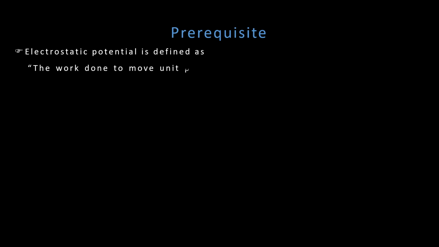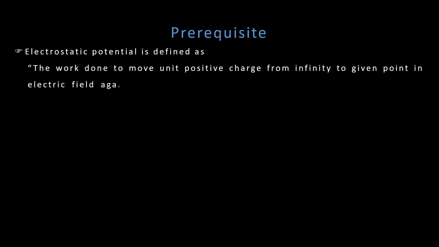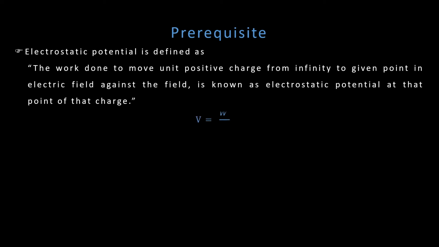To understand today's topic, we should know the definition of electrostatic potential. We know that electrostatic potential is defined as the work done to bring a unit positive charge from infinity to a given point in the electric field. How do we express electrostatic potential? We know that it is work done per unit charge, so it is W by Q. Which work are we talking about? Work done to bring small q from infinity to a given point.